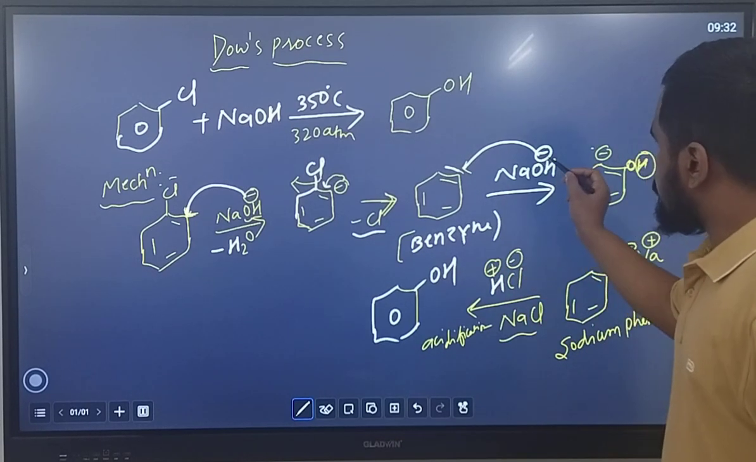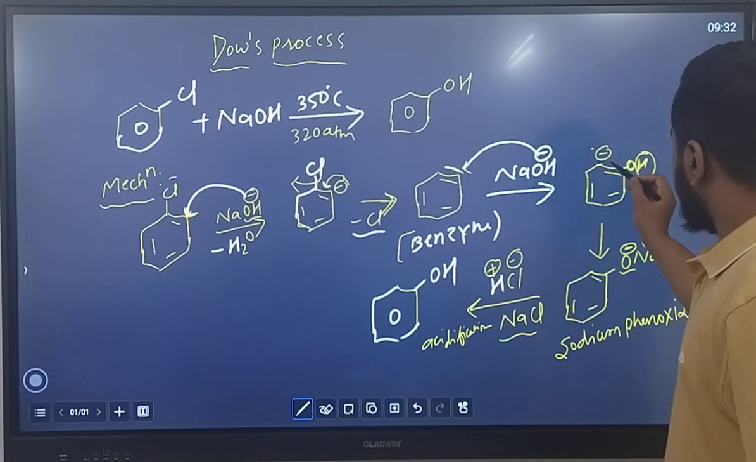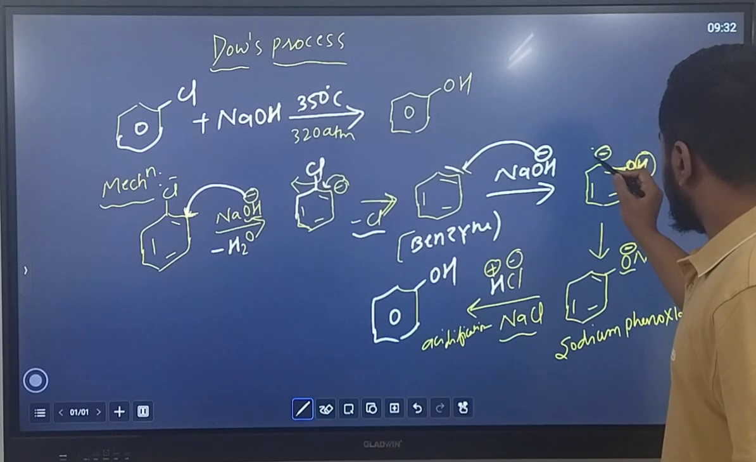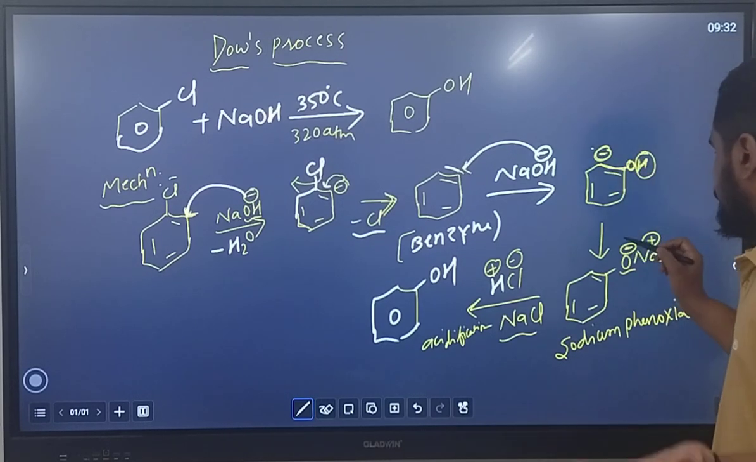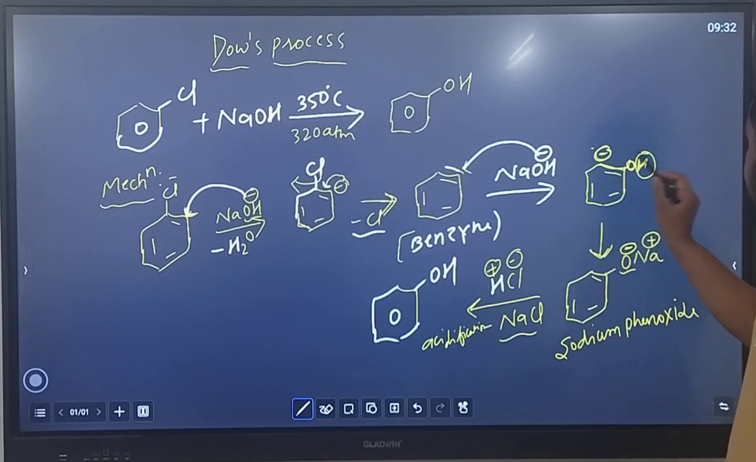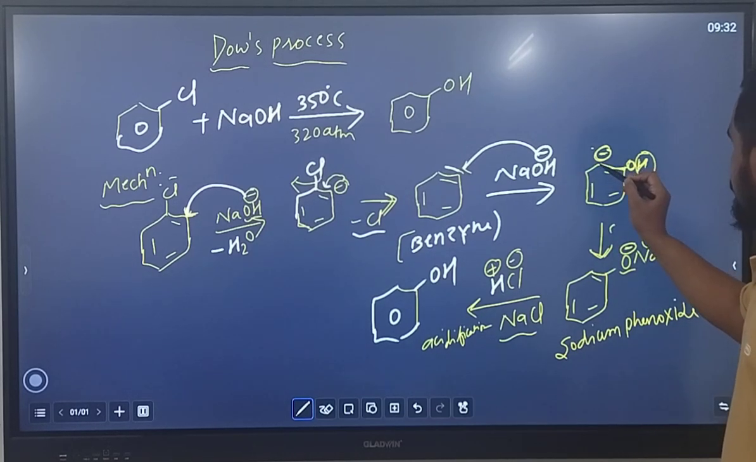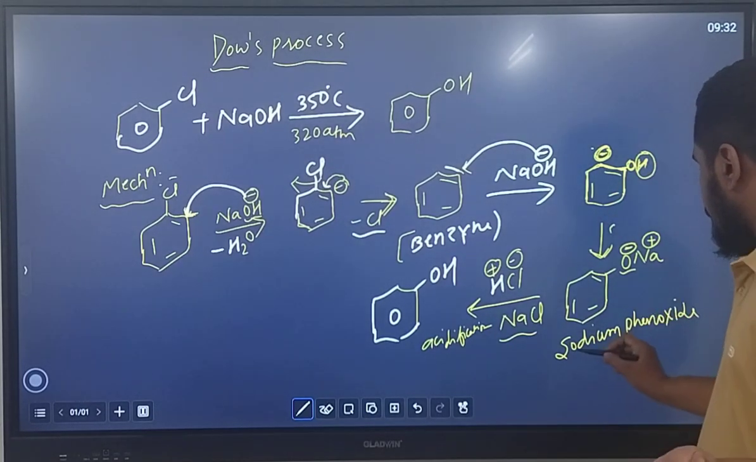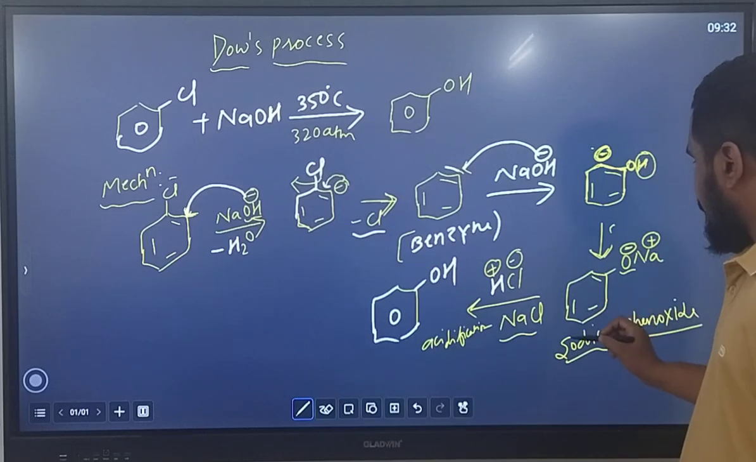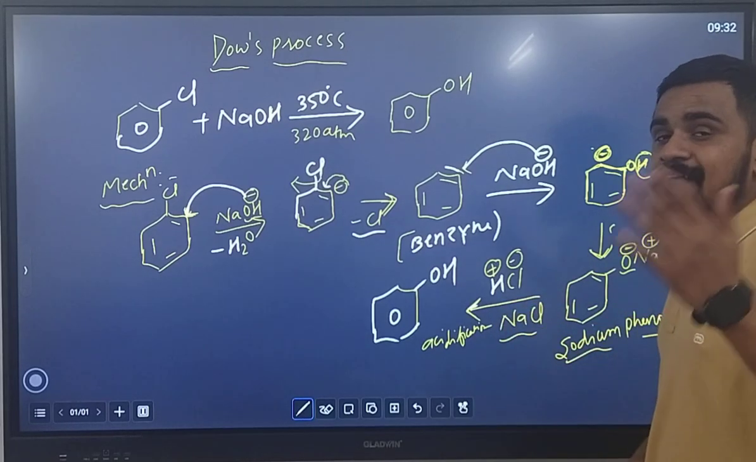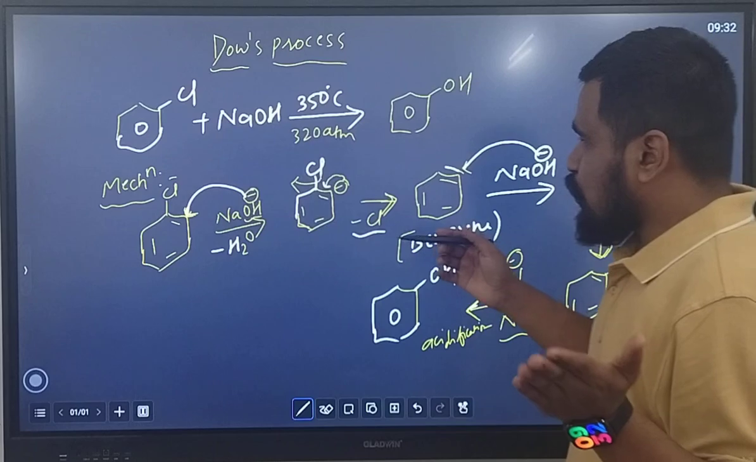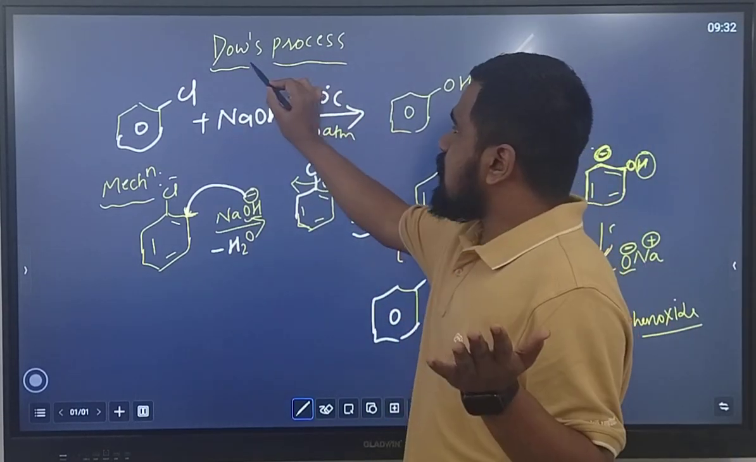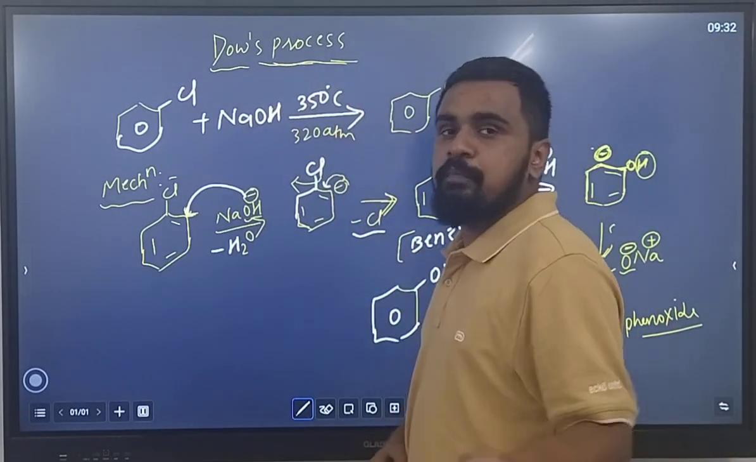OH minus attacks at this side, and one pi bond is shifted from this carbon to this carbon. Again OH minus attacks at that side, and one pi bond is shifted from this carbon to this carbon, and finally sodium phenoxide is obtained, and the last step is acidification. So chlorobenzene to phenol, the name of this reaction is the Dow process.